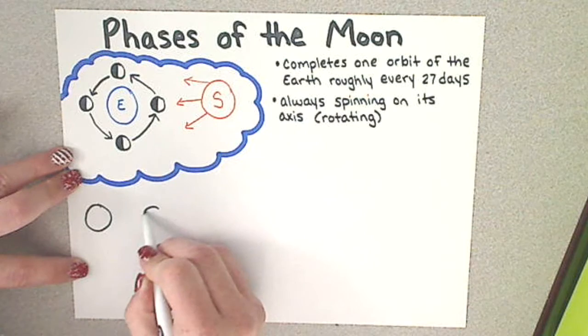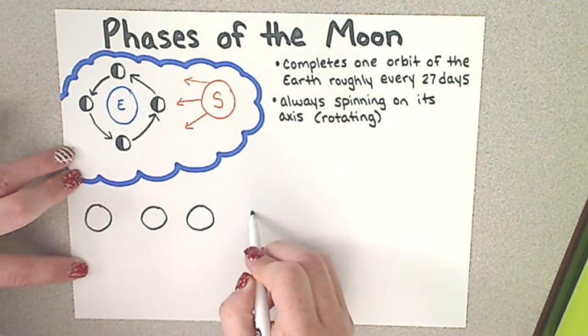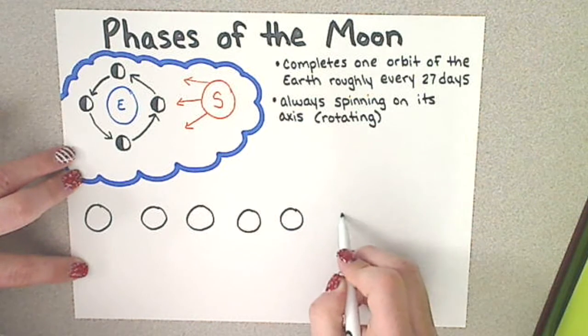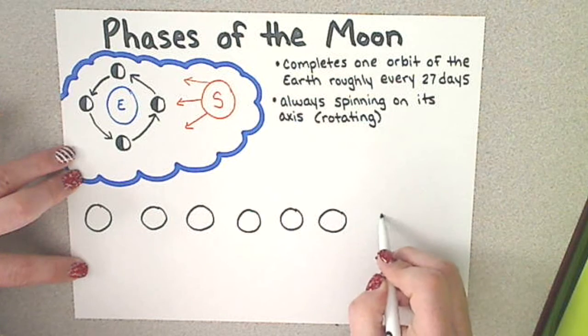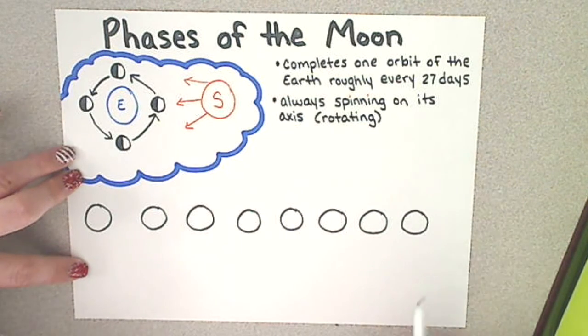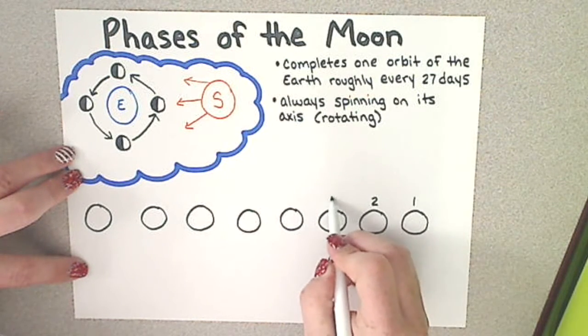So let's see here. 1, 2, 3, 4, 5, 6, 7, 8. Now I'm going to number these from right to left.